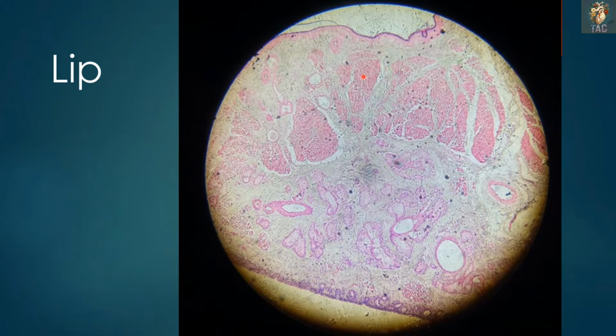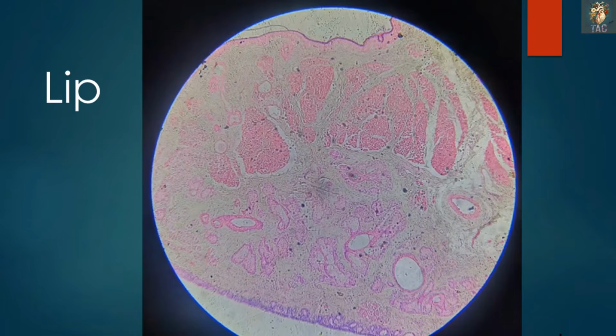Another slide of the lip. Here you can see again this is the site of the mucous membrane, and this one is the cutaneous area. Here you can see a little bit higher magnification. Here you can appreciate the hair follicles which are present over here, and in association the sebaceous glands are also present. This one is the core of the lip which is formed by the skeletal muscle, that is orbicularis oris muscle.